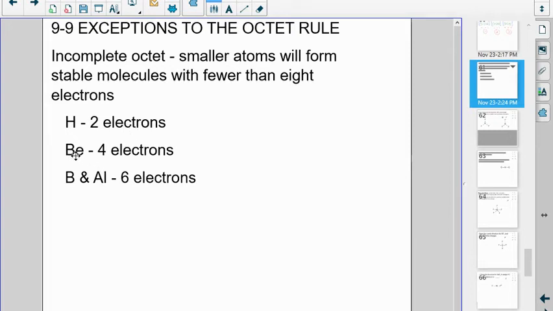Beryllium. Sometimes beryllium will form more ionic compounds. When it forms more covalently charactered compounds, it only wants to have 4 electrons. It only wants to form 2 bonds. Boron and aluminum, they're a little bit bigger. They like to have 6 electrons around them or form 3 bonds.